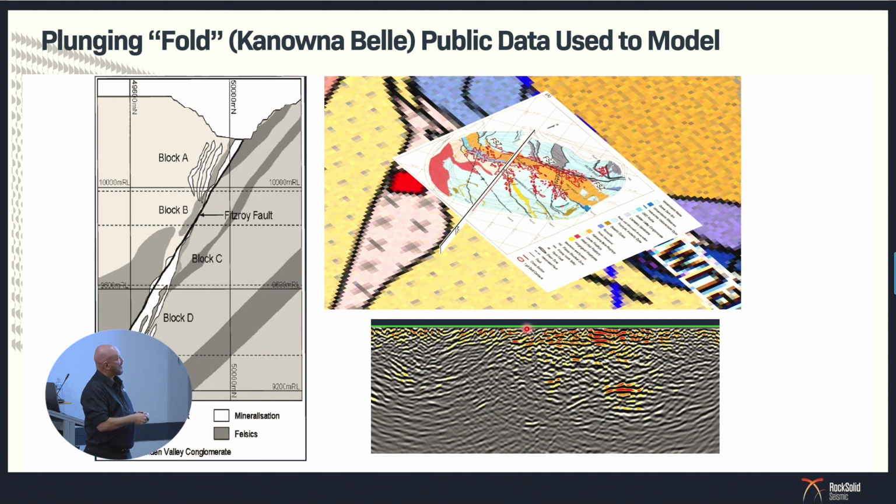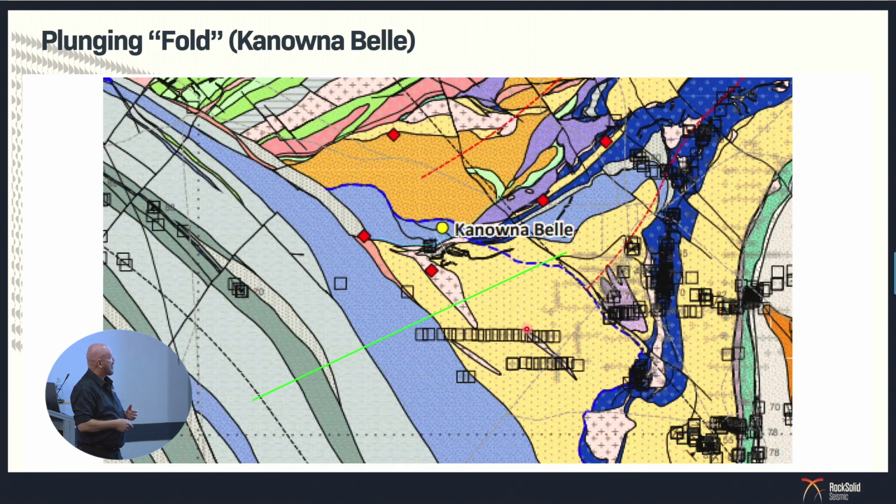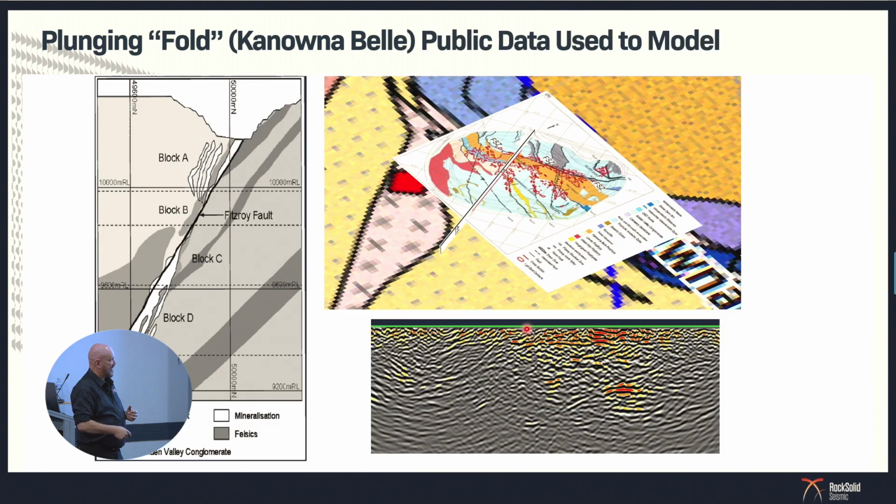So, the Fitzroy Fault's out here. We've got Grave Dam grits, and we've got the Kanowna Porphyry, and there's an ultramafic over here as well. And the whole thing's plunging to the south on this. And we're looking for basically the Fitzroy Fault as a reflector. And this was the data that we got back from it.